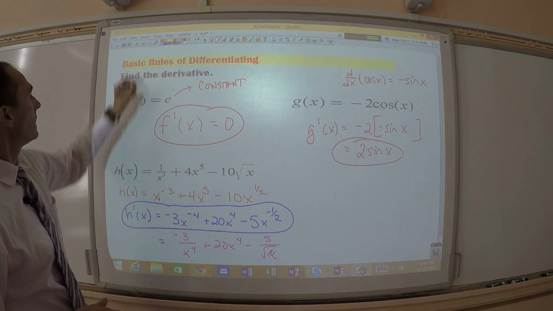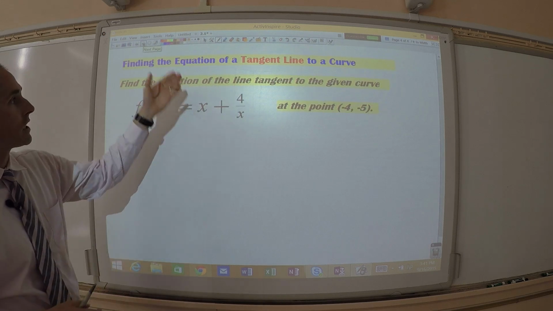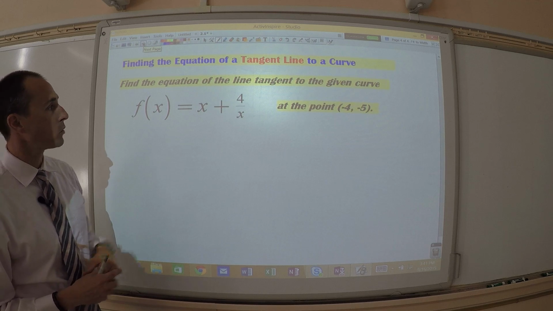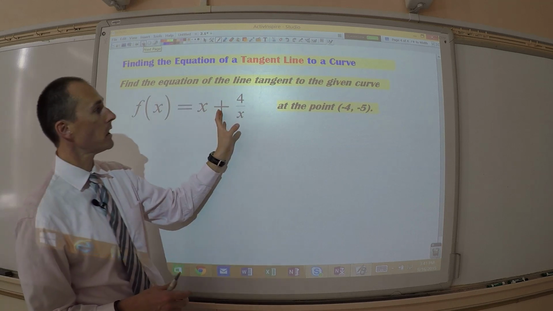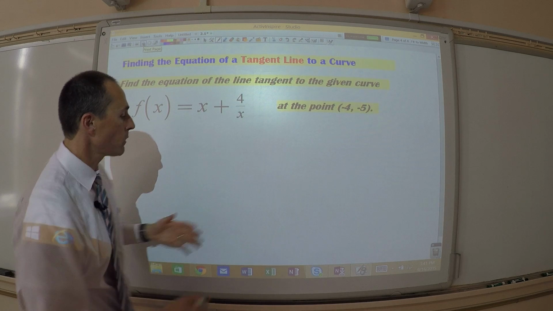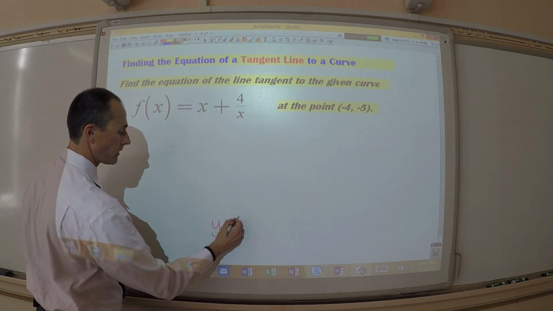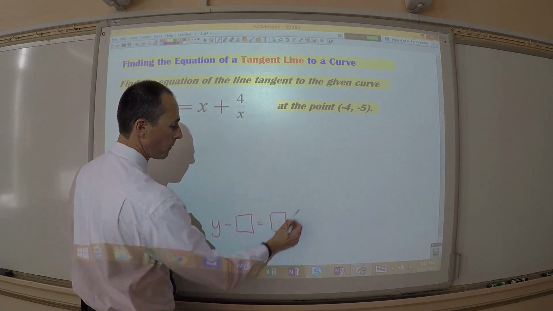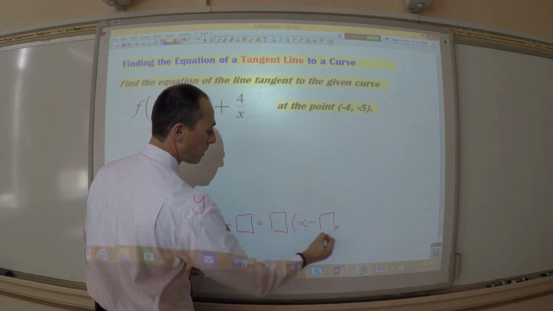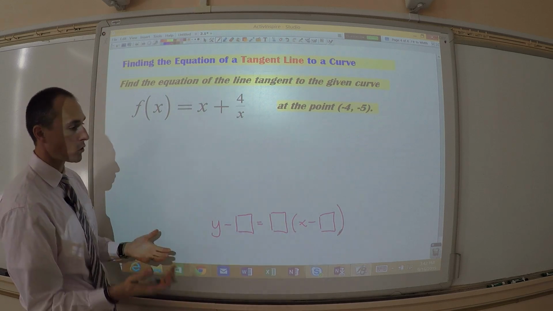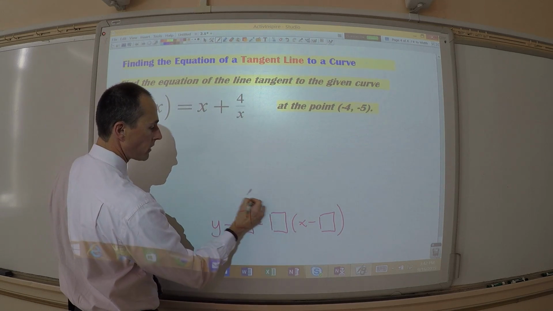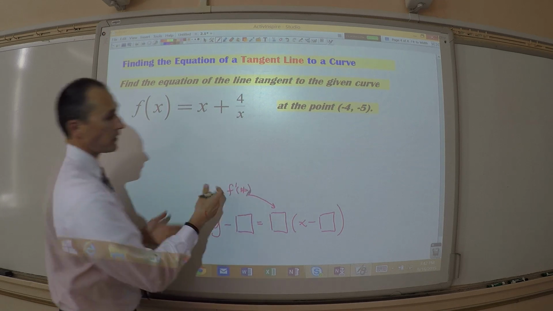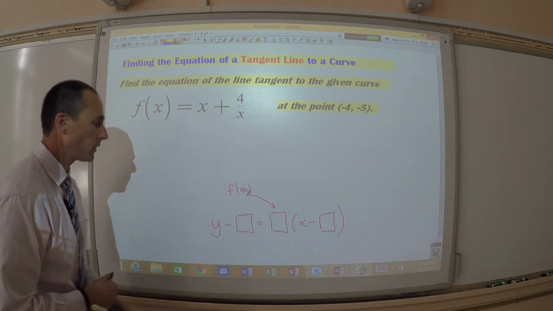Okay, and lastly, let's talk a little bit about how to write the equation of a line that is tangent to a certain curve. So we have this curve here, x plus 4 over x. We know that there's a line that runs tangent to it at a certain point. What we want to formulate here is this: y minus some y coordinate. I'm going to stay in point-slope form, and we're used to the slope times x minus some x coordinate, right? But we should know that this number right here is really the derivative at a certain value. In this case, it would be the derivative at x equals -4.